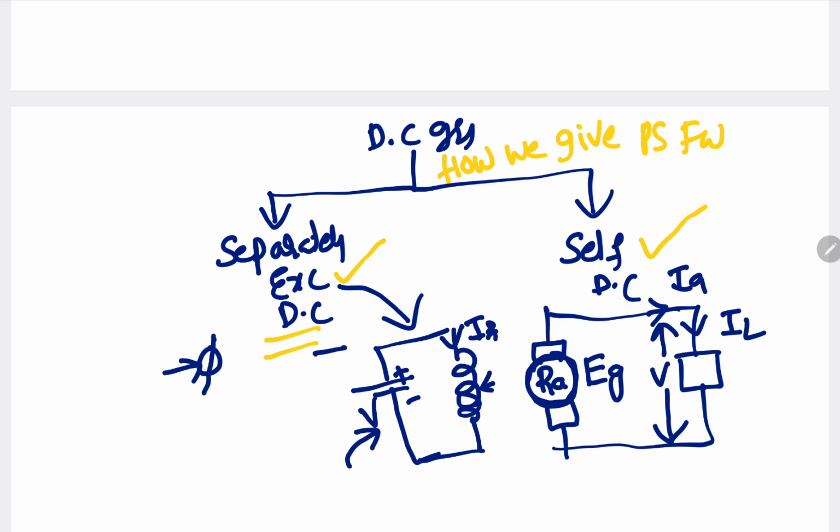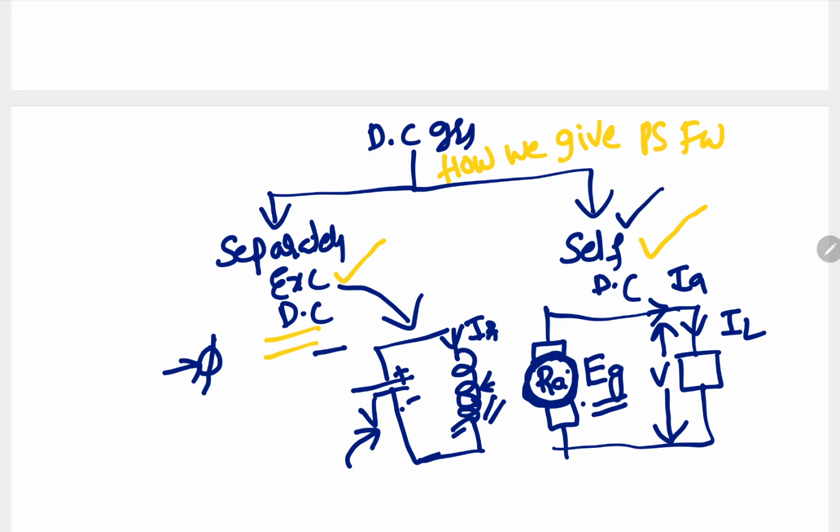See, whenever the rotating armature conductors cut the flux produced by the field winding, EMF is induced in the armature conductors. The armature output is not connected to the field winding. So how is the field winding getting the power supply? From a separate source, and that is called a separately excited DC generator.